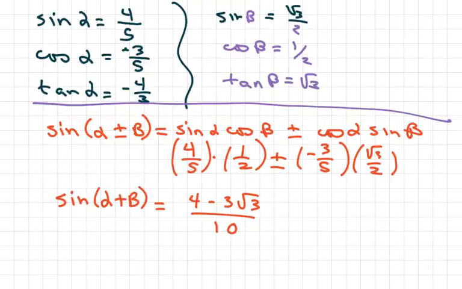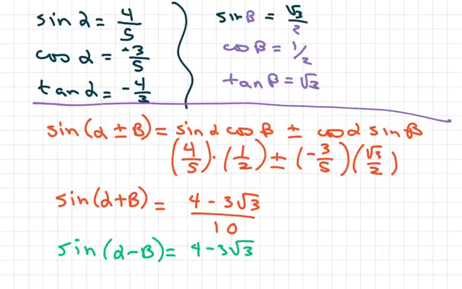And we're trying to kill 2 birds with 1 stone. So my sine of alpha minus beta is just going to be 4 minus 3 square root of 3 over 10. All right, the next one is cosine of alpha plus beta.